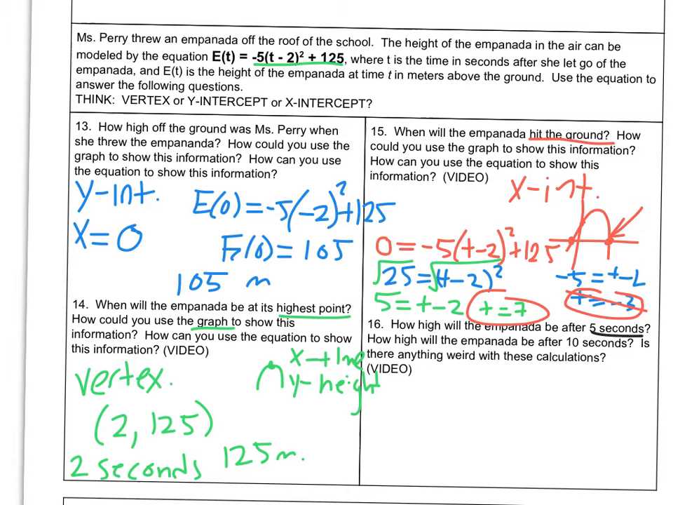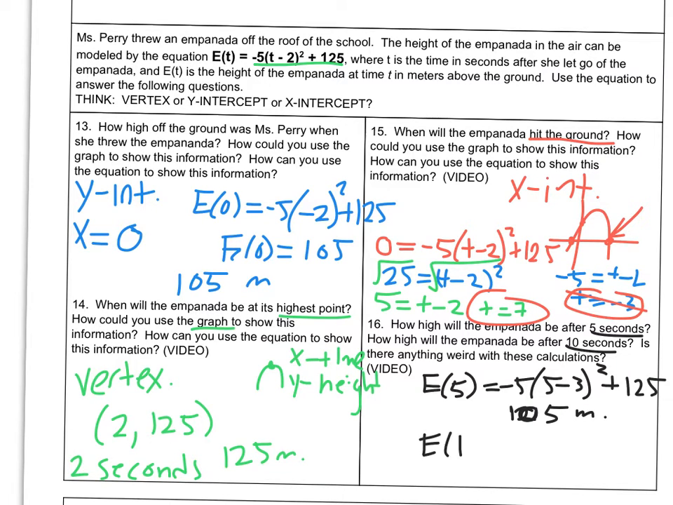The questions are all about plugging numbers in. How high will it be when t equals 5 means that we're finding e of 5. And for that, it's going to be negative 5 times (5 minus 3) squared plus 125. 5 minus 3 is going to be 2. 2 squared is 4. Negative 20 plus 125 is 105 meters after 5 seconds.